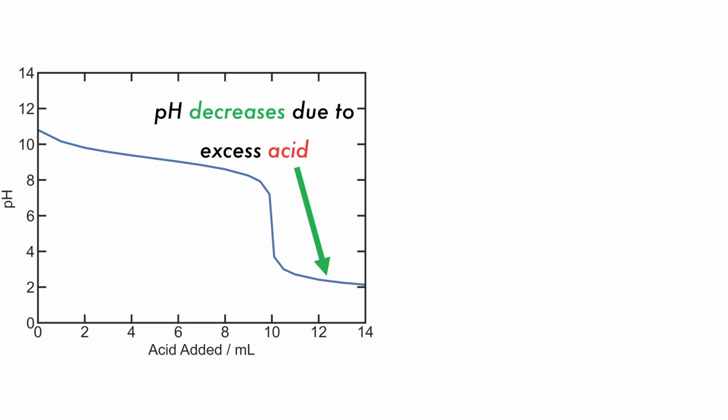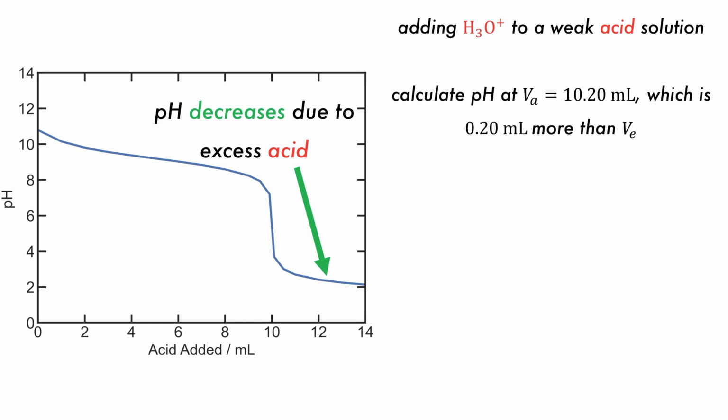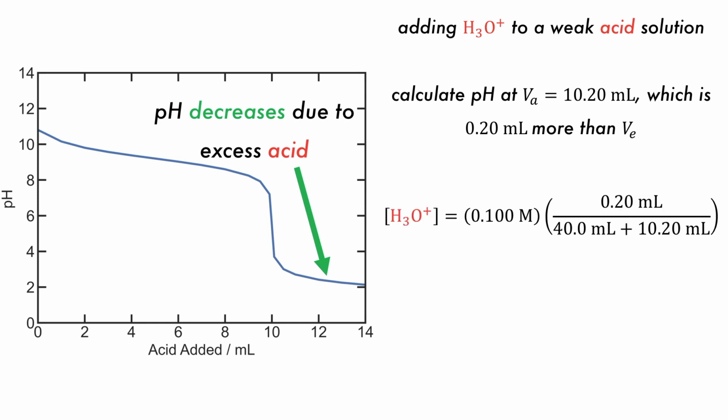After the equivalence point, excess acid will cause the pH to decrease. The added strong acid is much stronger than BH+, and so it is fair to say that the strong acid is more of a factor in determining the pH. Let's try and calculate the pH when 10.20 milliliters of strong acid has been added. This is only 0.2 milliliters more than the equivalence volume.